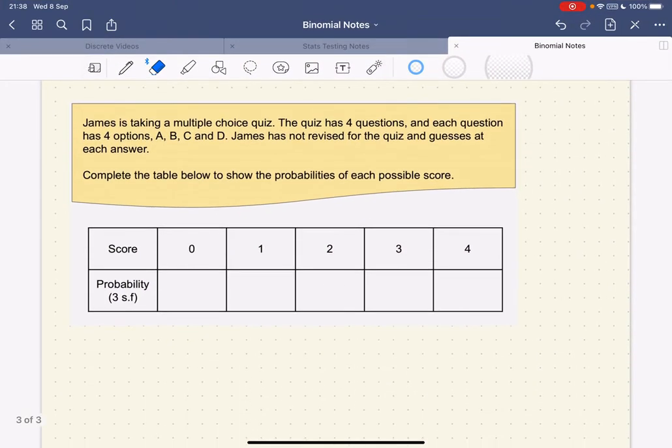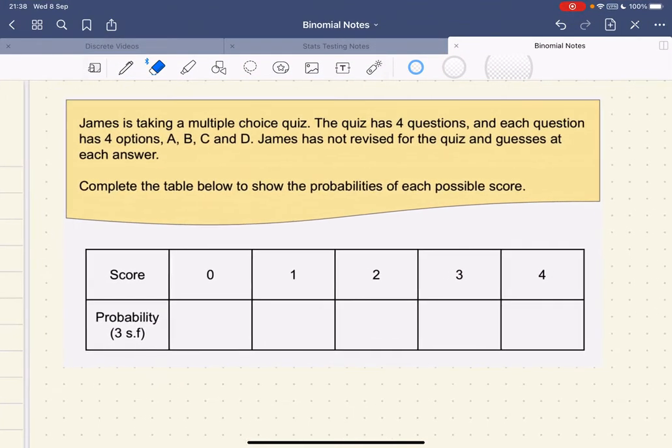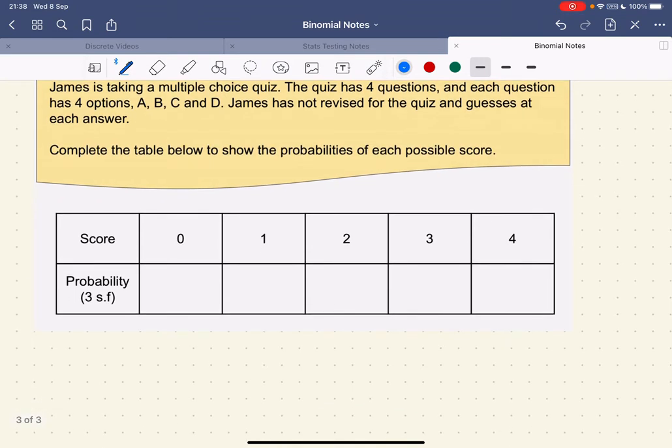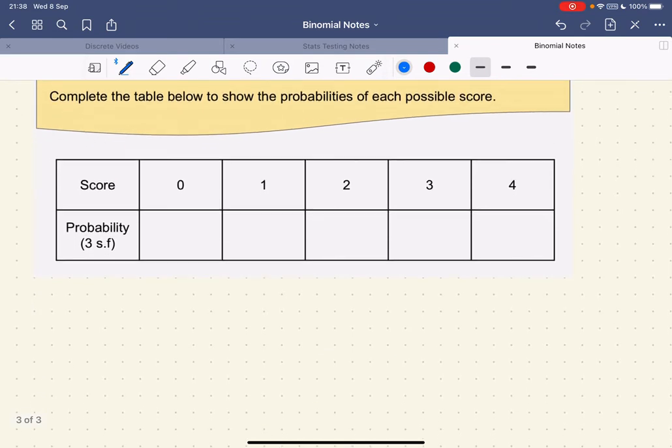So I want to look at exactly what the binomial distribution is. So we've got it here, a multiple choice quiz, and we're getting 4 questions and we're guessing each question. So the probability of getting 0 up to 4 correct, we're going to write in this table. So the first thing we're going to do is the probability we get 0 correct, nothing right.